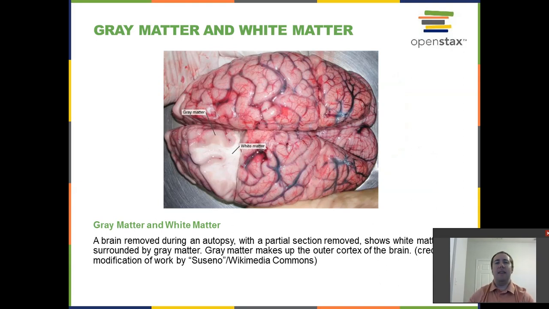Now, the cerebrum has both gray and white matter. The brain, if you look at it from the outside, is more or less gray colored, because on the very, very outside of the brain is gray matter. But just underneath the surface is white matter. So here we have a brain where a piece has been taken out, and you can see the white matter and the gray matter. You can see that there's this very thin layer of gray matter on the outside, but the bulk of it is going to be white matter.